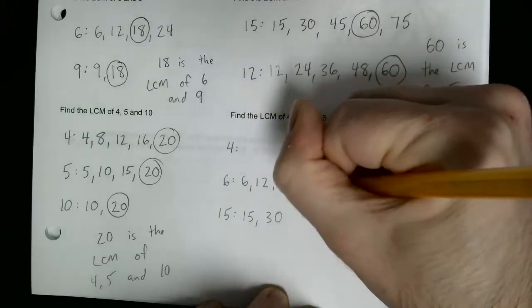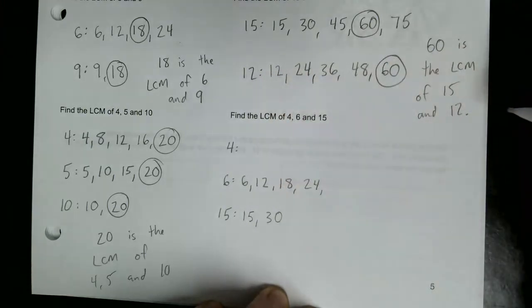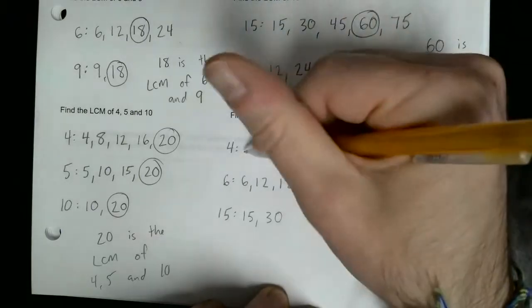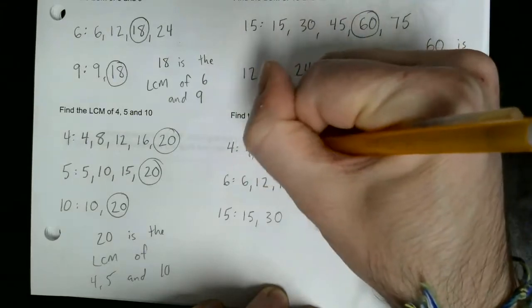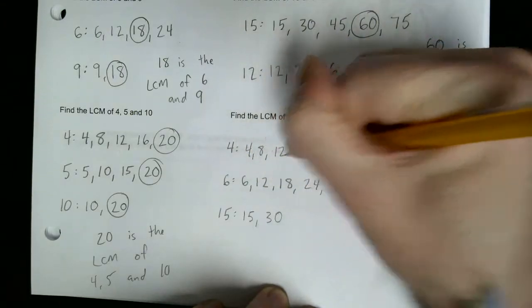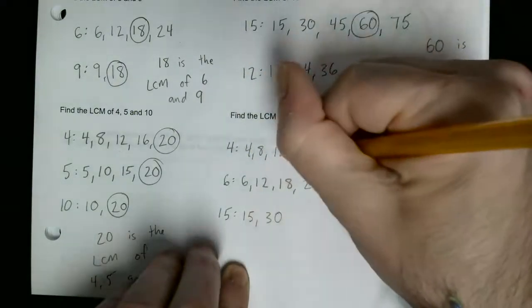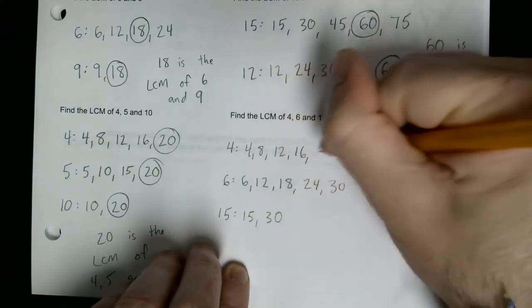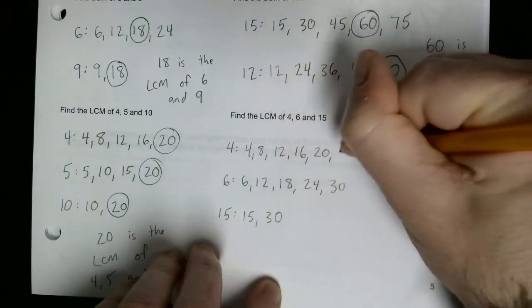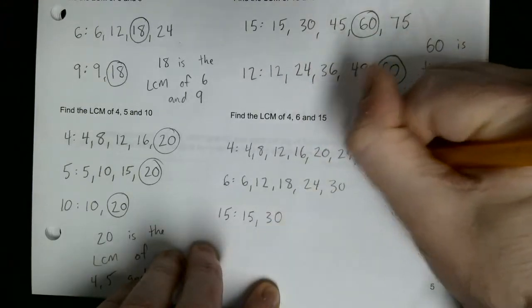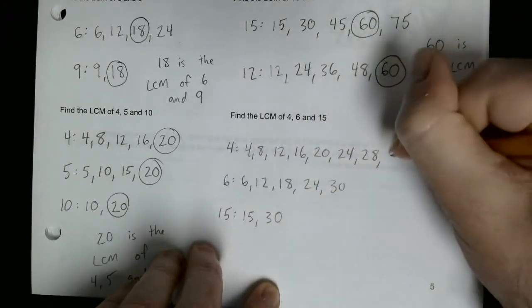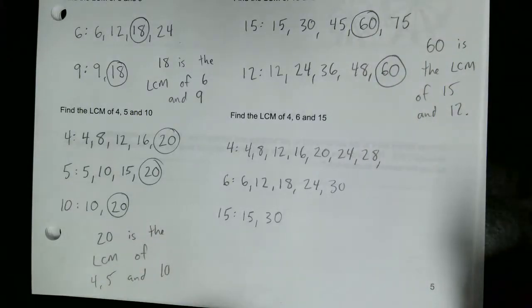Next one would be 24. Then 30. Feeling good about 30. And then 4 would be 4, 8, 12. You see 12 is shared, but not all 3 of them. 16, 20, 24. Another shared one here, but 15 doesn't have 24. 28. Uh-oh. So 30 is not going to work.